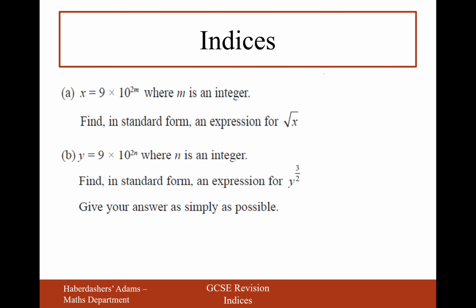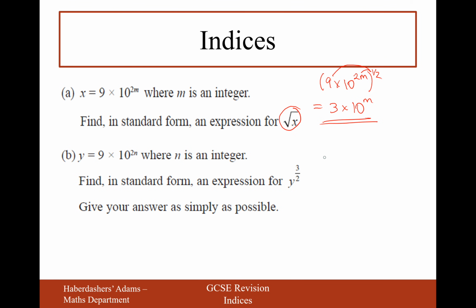Okay, so on part A, it's 9 times 10 to the 2m to the power of 1/2, because that's what it is, it's square rooting here. So do the power of 1/2 on the 9 as normal at the front, because it's a normal number, and then multiply your indices together, so that's going to make it 10 to the m. Lovely, so there we are, that's the answer to part A.